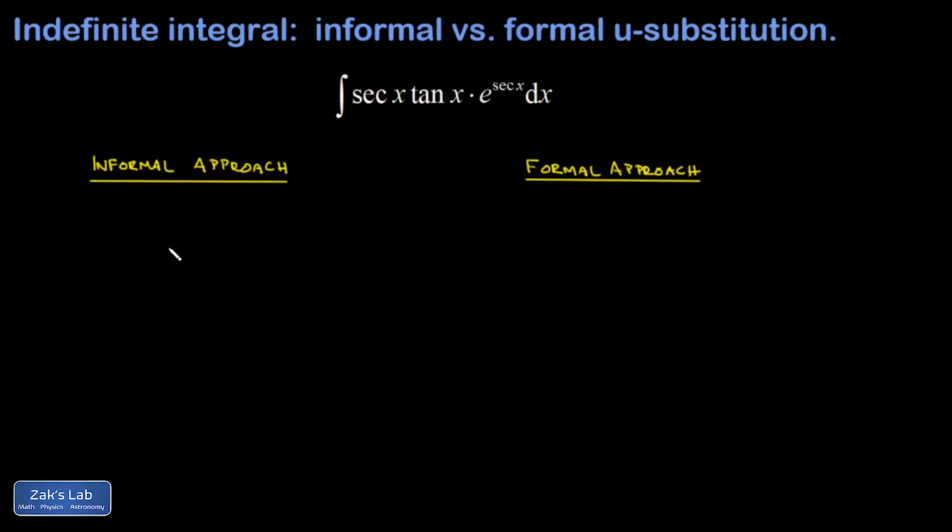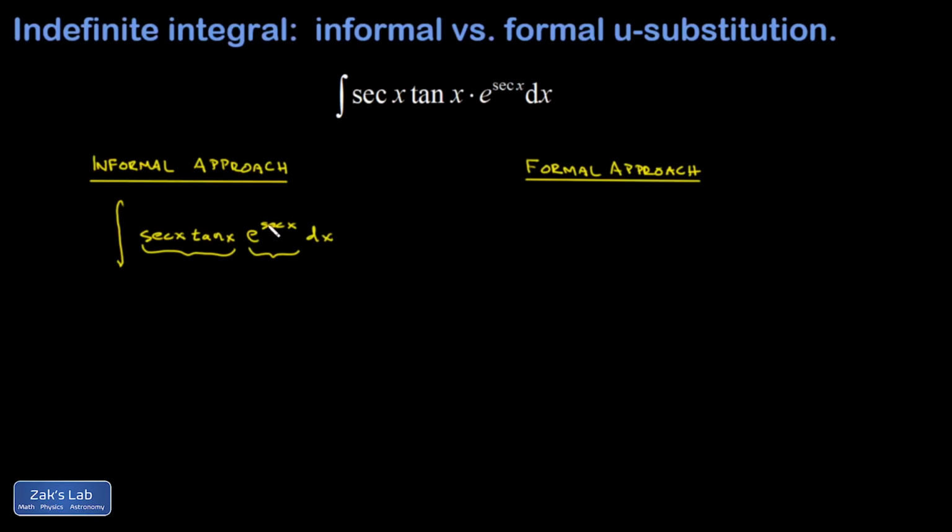And this is a way of recognizing the chain rule operating backwards, and we should be able to guess the antiderivative. So the function of a function I'm talking about is right here. The secant function is the inner function, and I'm taking e to the secant function. Well, the derivative of the inner function happens to be sitting right out in front in the integrand. Now I can recognize this as simply being a result of the chain rule.